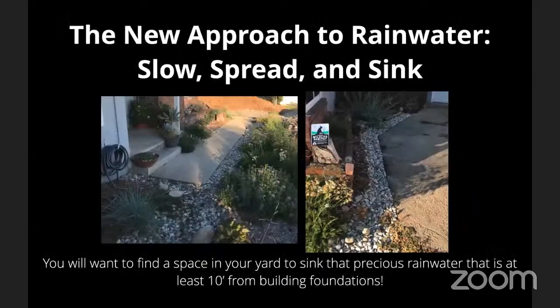The new approach to rainwater, when we think about how it falls on our property, is to slow it down, dissipate some of that velocity that is coming off of the roof or washing from our neighbor's driveway, let it spread out some, and that's going to allow our landscapes to sink that precious water in. And ideally, you will want to find a space in your yard to sink that precious rainwater that's at least 10 feet from your building foundations. A little bit can sink in here or there in most cases, but if you're going to be accumulating a lot of water and then let it soak in a concentrated area, try to get that, if possible, a little bit farther away from the house.